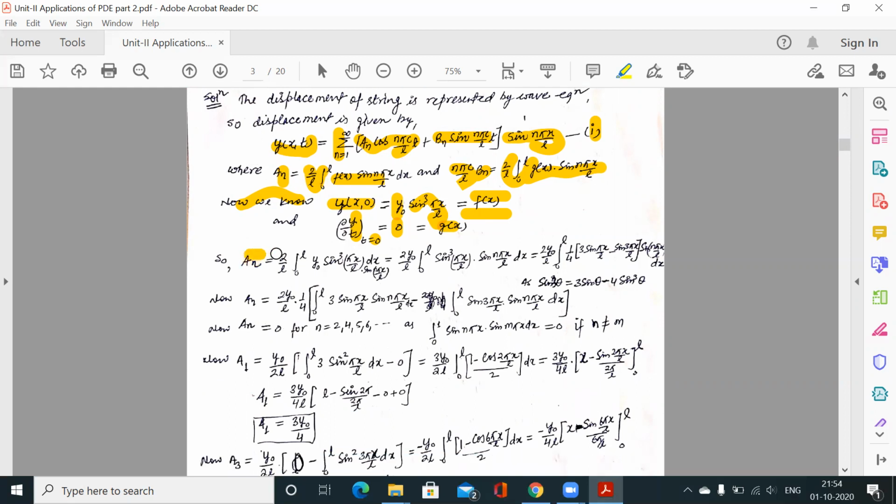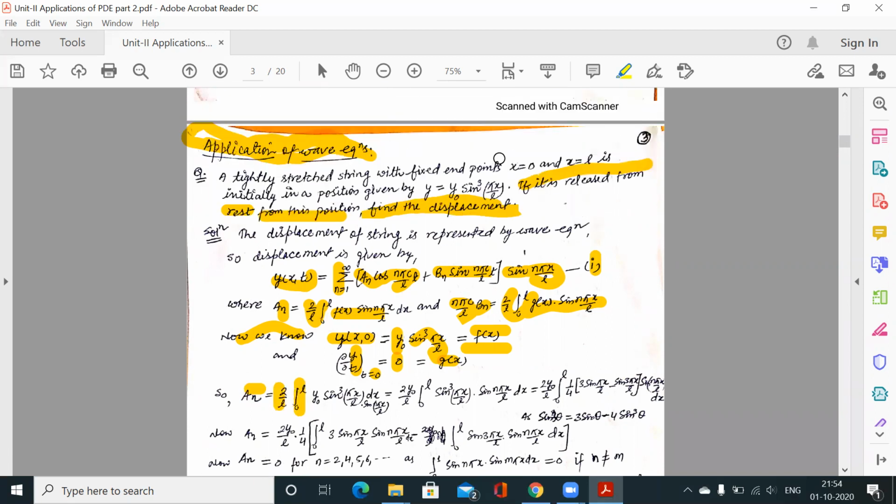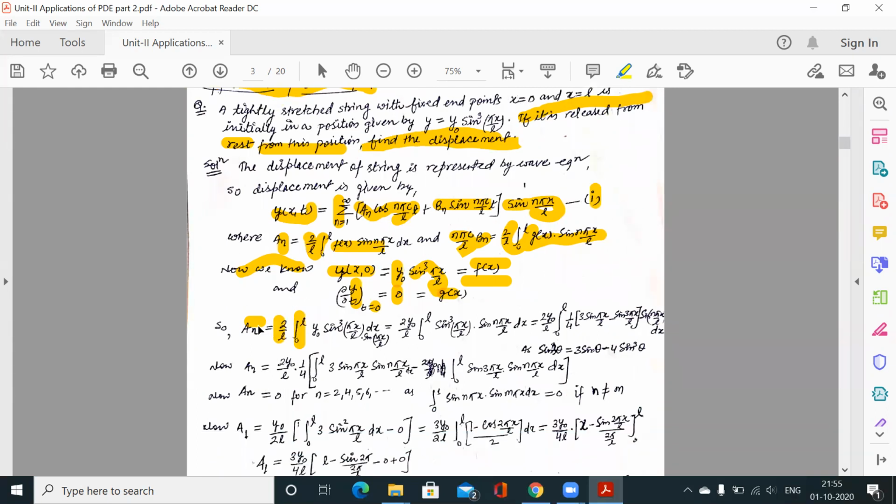So a_n is 2/l integral 0 to l, because we have to check the interval here also. We have the interval 0 to l, so there is no problem. Otherwise, suppose x is from 0 to 2l, then we have to replace all l by 2l. Here there is no problem because the interval is the same. So 2/l integral 0 to l, f(x) into sin(n pi x/l), means f(x) is y0 sin cube(pi x/l) into sin(n pi x/l) dx. y0 is constant, so I have taken it out. So 2y0/l integral 0 to l sin cube(pi x/l) into sin(n pi x/l) dx.